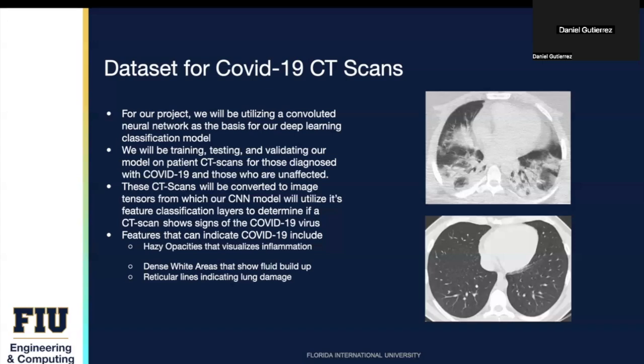For this project, we will explore the efficacy of deep learning through a convolutional neural network to be able to make diagnoses on certain medical imagery. Our model includes patient CT scans of both positive and negative cases of COVID-19 that were gathered from a publicly available hospital repository in Sao Paulo, Brazil.